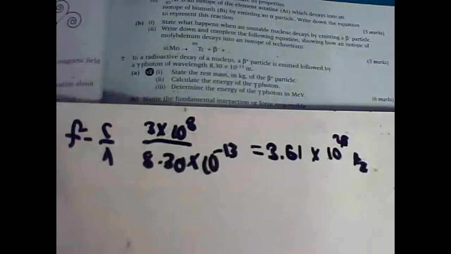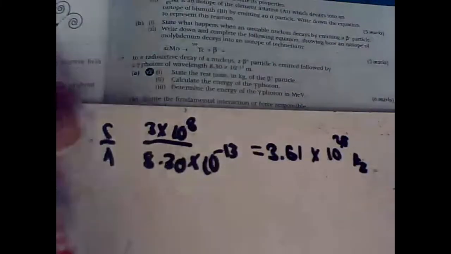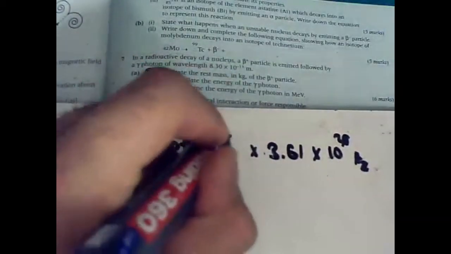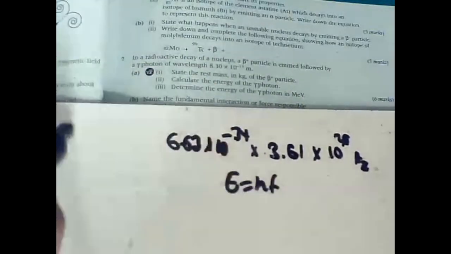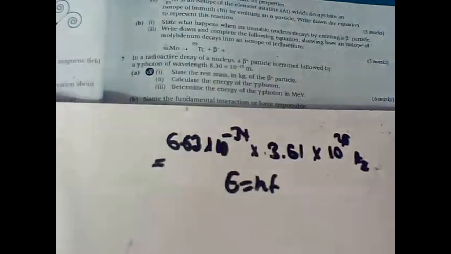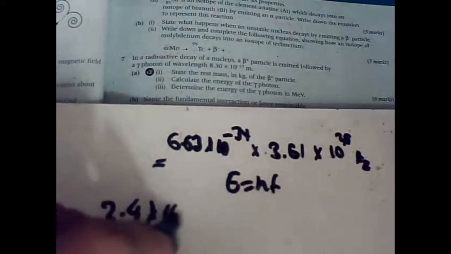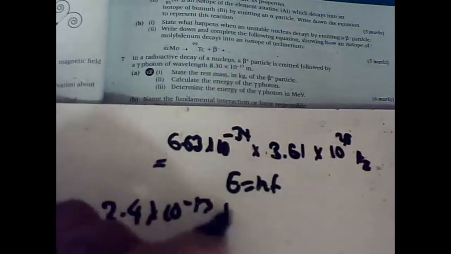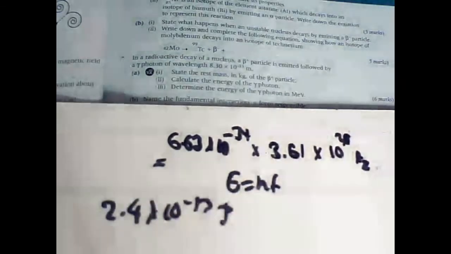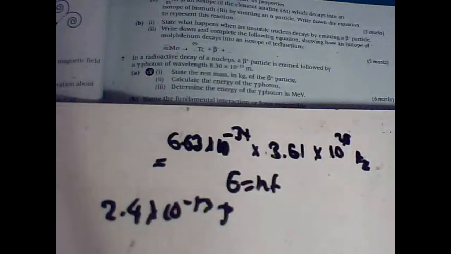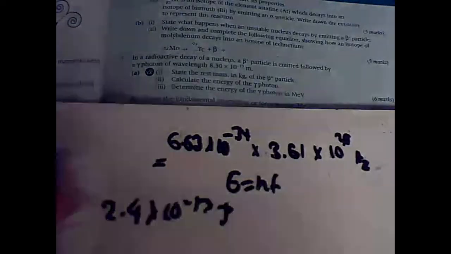Now, once we have our frequency, we need to calculate the energy. The question is asking us for the energy. So we're going to take this frequency and multiply it by Planck's constant, 6.63 times 10 to the minus 34, in accordance with E equals hf, and that will give us an energy, which is our final answer, of 2.4 times 10 to the minus 13, and remember the unit for that is joules. That's how we do that question to determine the energy of the gamma photon.